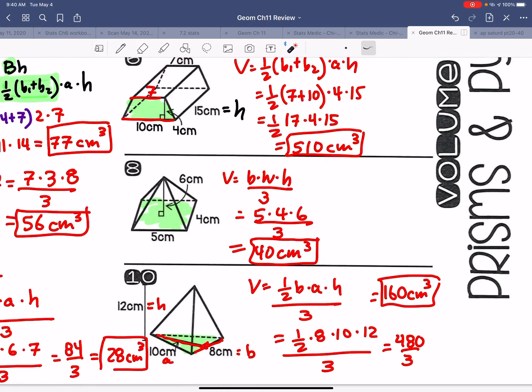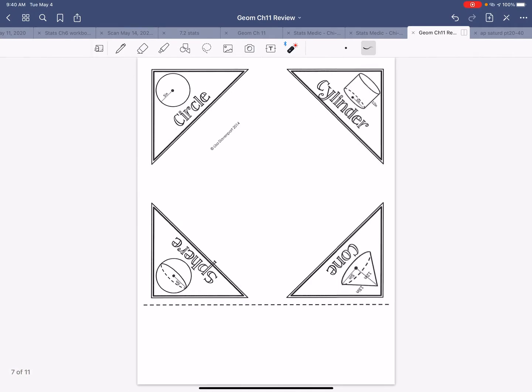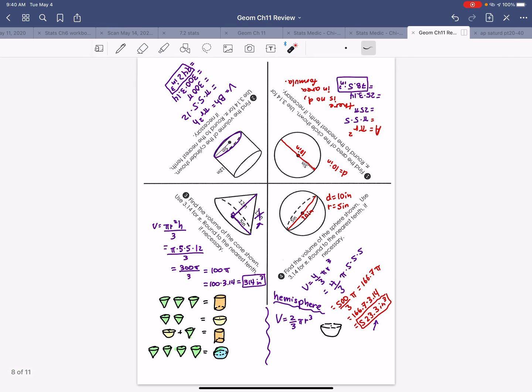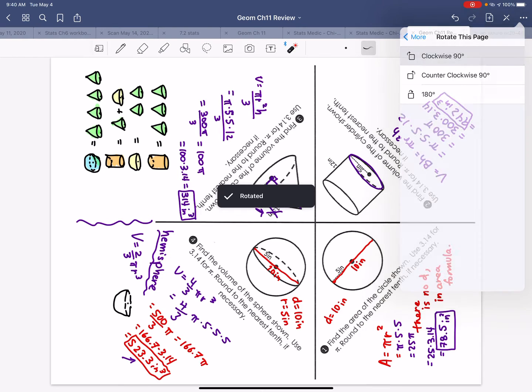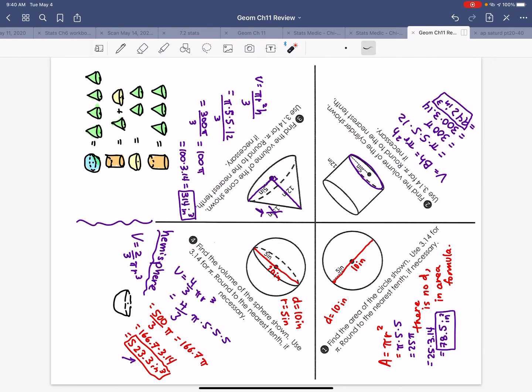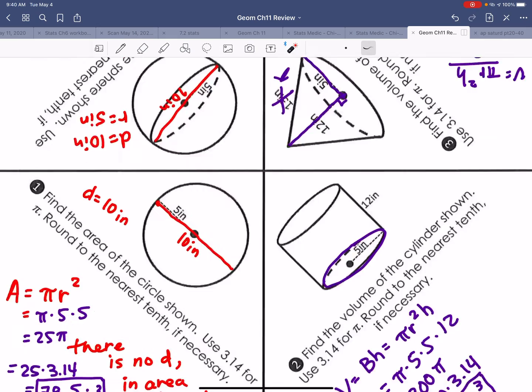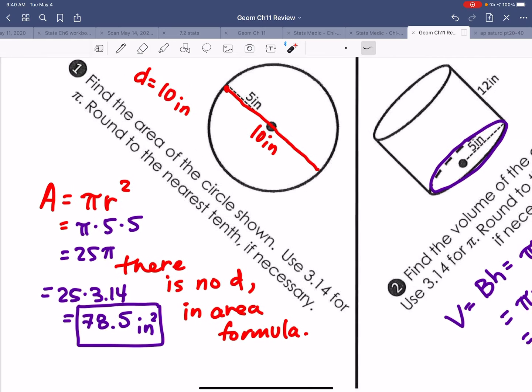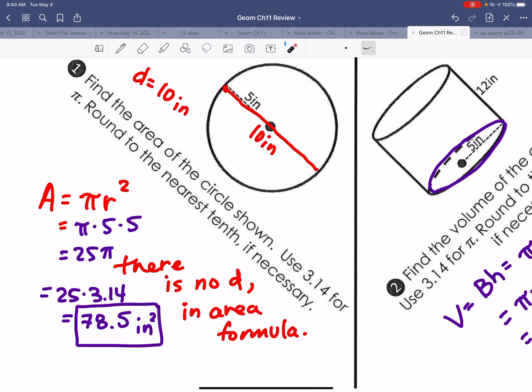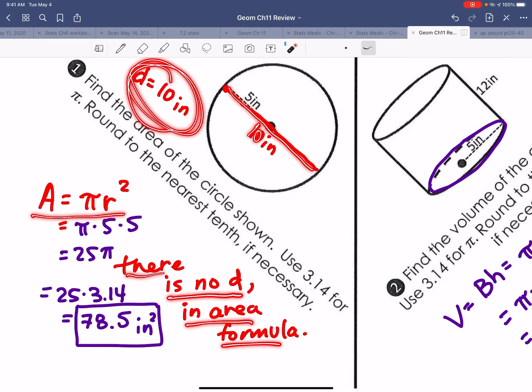Awesome. Okay, last foldable. And this one kind of spins around and around. So let's see. I'm going to spin this and start with our circle. The first one I want to talk about is my circle, and that one is, are you going to fall for that? It doesn't tell us the diameter is 10, but I want to prepare you that on the test, if they say the diameter is 10, notice there is no D in the area formula.